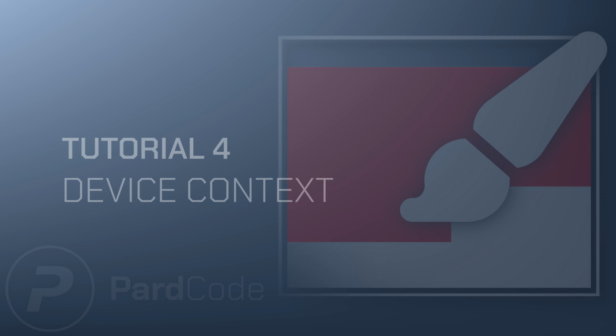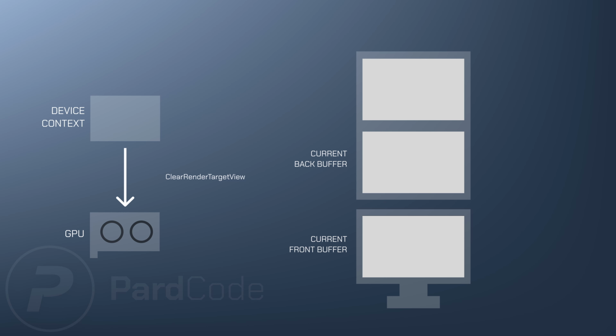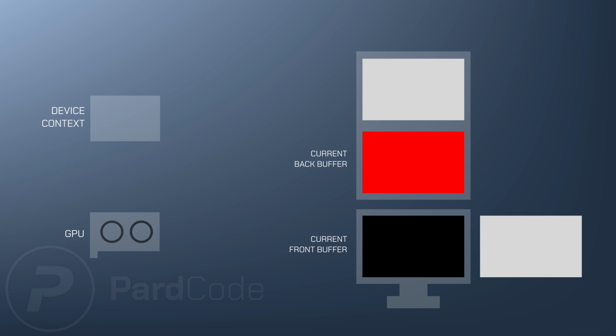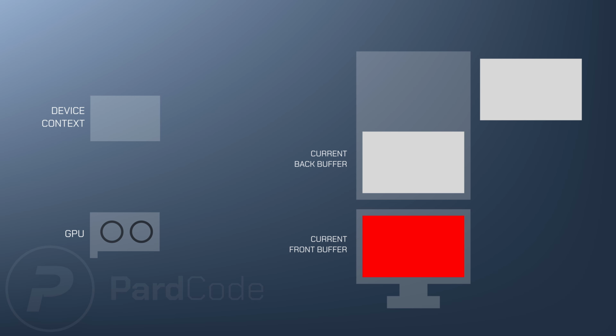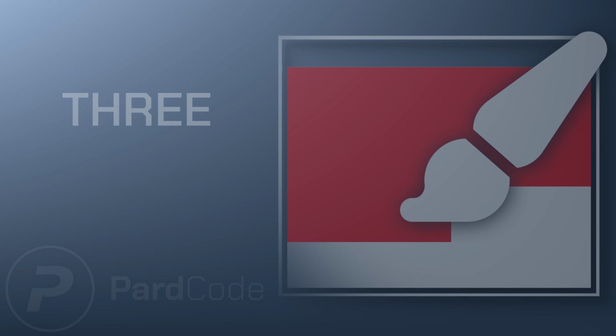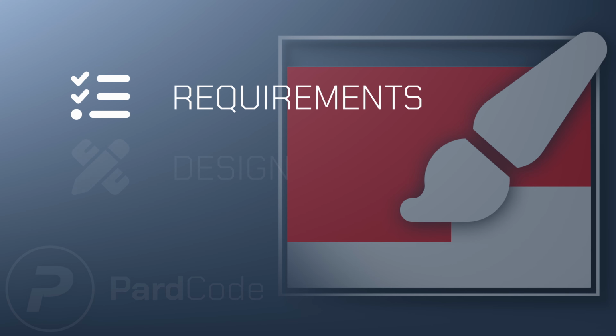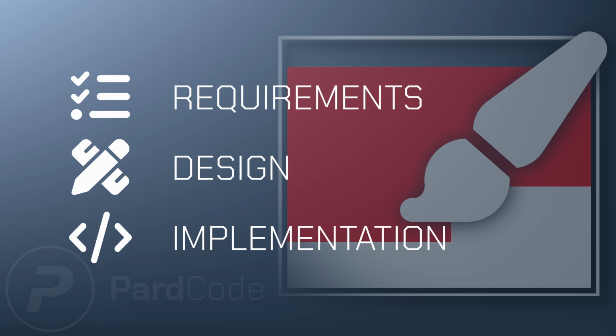In this fourth episode, we will see how to create the device context, which will allow us to issue rendering commands to the GPU, enabling us to start rendering and fill the window content with a red color. As always, we will face three main parts: the requirements, design, and implementation of all the software components needed to create and use the device context.